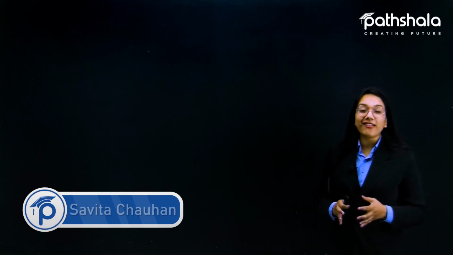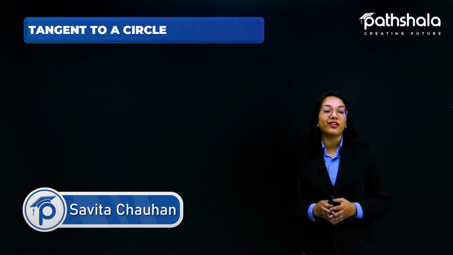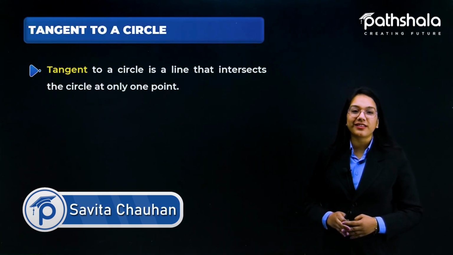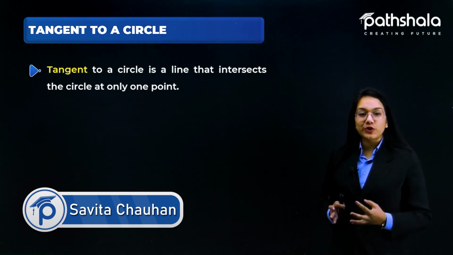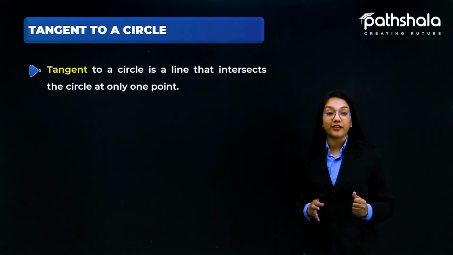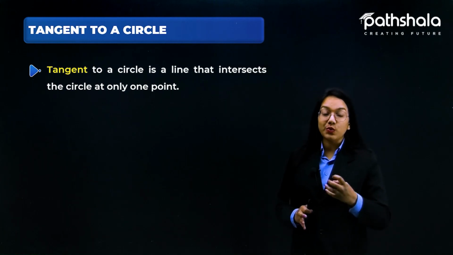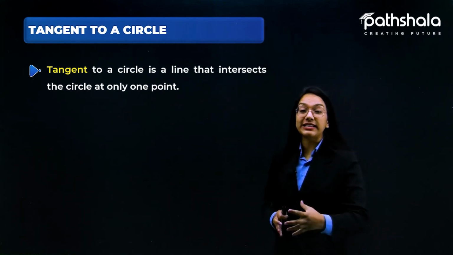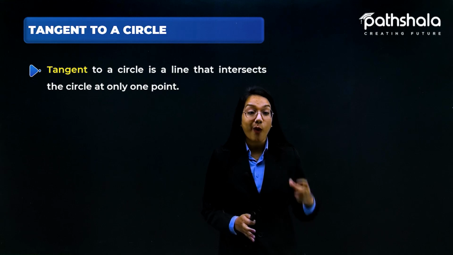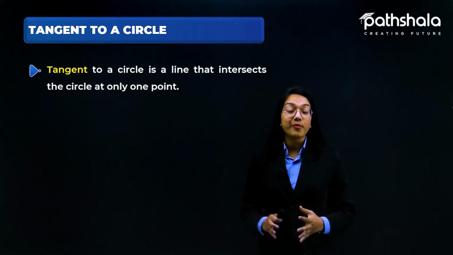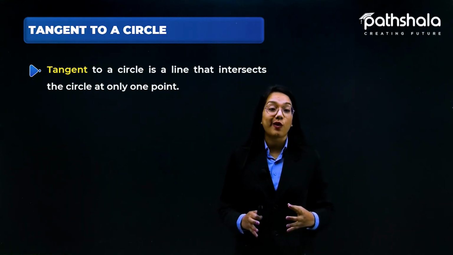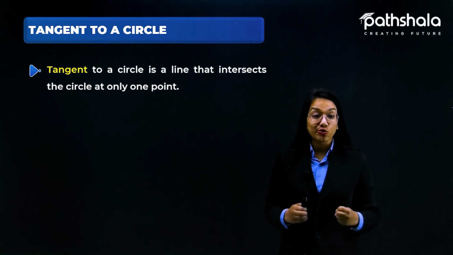So let's just start with the tangent to a circle. What is a tangent to the circle? From the introduction, we know that a tangent to a circle is a line that intersects the circle at exactly one point. Then that particular line is called the tangent to a circle.